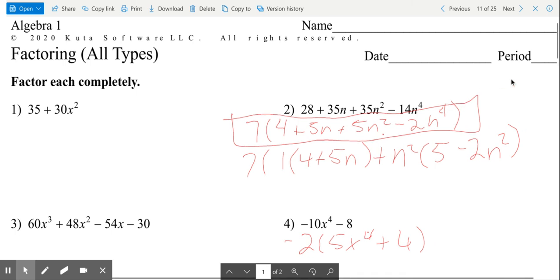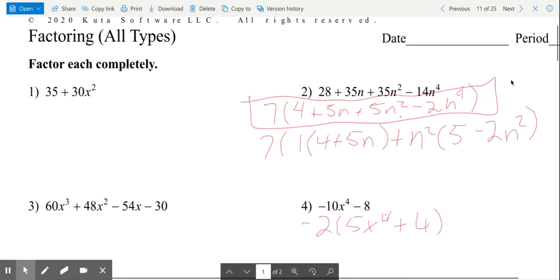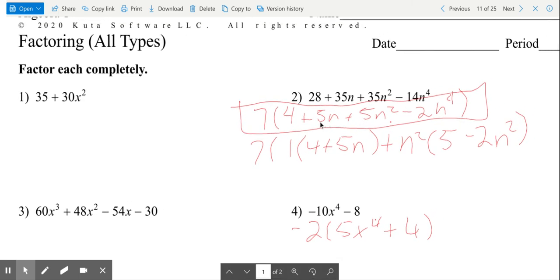So yeah, like for this one, for example, I could have done grouping first, but then I would have seen that it didn't work, and then I would have said, oh, I just can't do anything with this, and I might not have realized that I could factor out the 7 if I hadn't looked for that first. So make sure you're looking for that first.